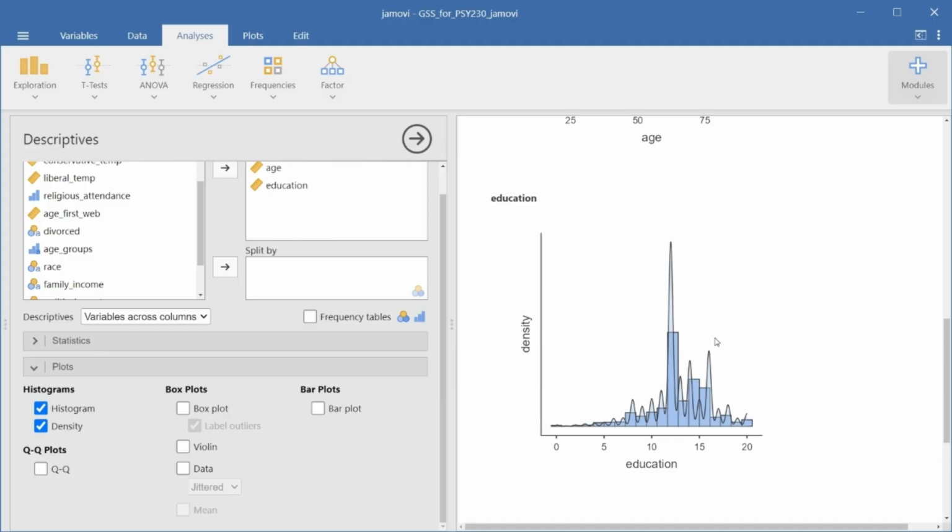Education is a completely different animal. One enormous spike at 12, a high school diploma, 18,000 people. A smaller spike at 16, a bachelor's degree. Then a long, thin tail down to the left. That's the picture behind kurtosis of plus 1.070 and skewness of minus 0.380. Same story, told two ways.